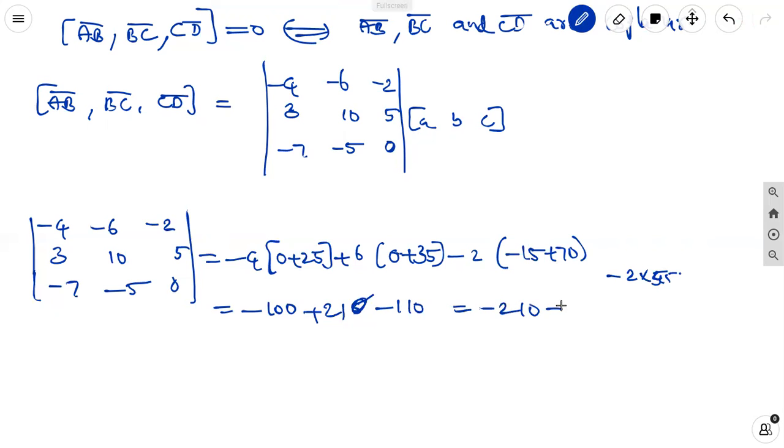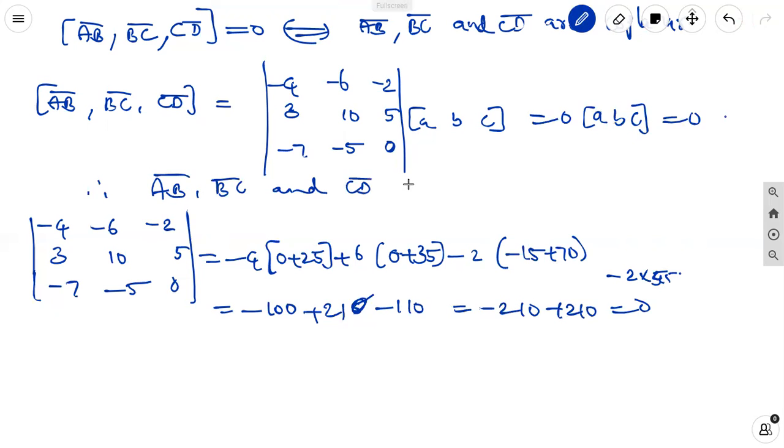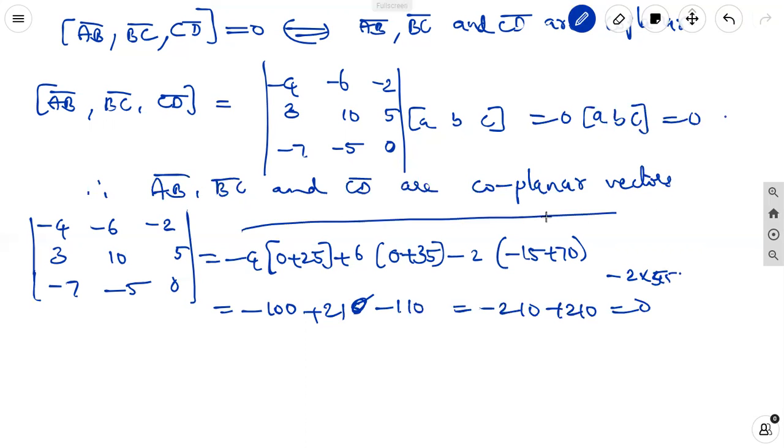Minus 210 plus 210 is equal to 0. So the volume of AB, BC, CD is equal to 0. Therefore, AB, BC and CD are coplanar. Okay, this is the solution.